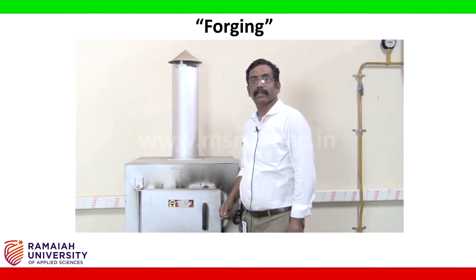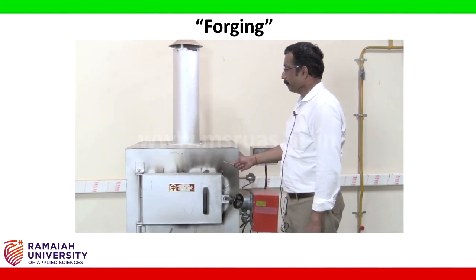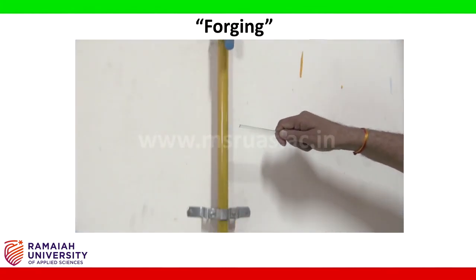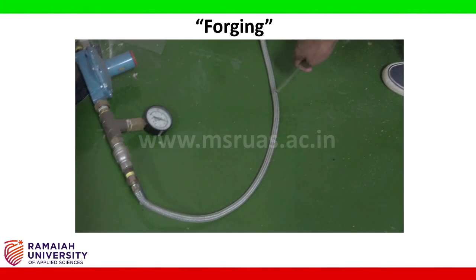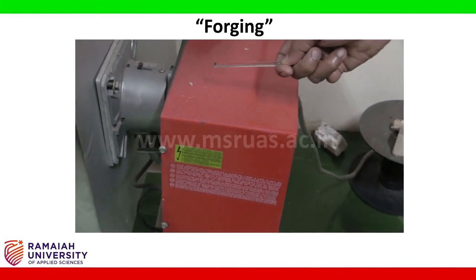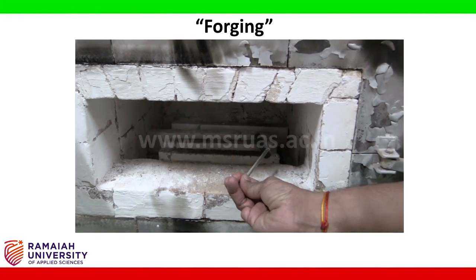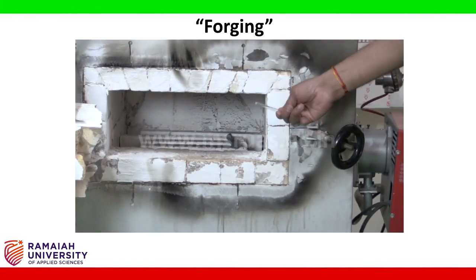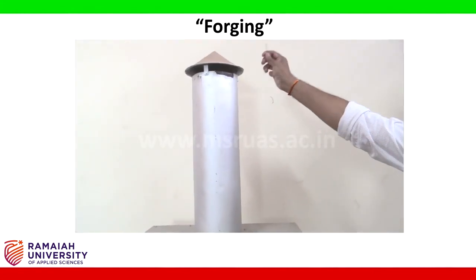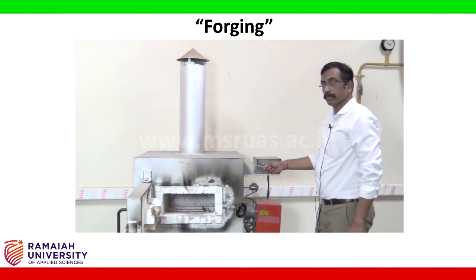Hi students, let us work on forging. In order to carry out forging, we have a gas heating furnace where the gas from the supply enters here, passes through the regulator and to the burner where it is ignited and enters the heating chamber, which has a refractory lining inside. The gases then escape through the chimney. This gas heating furnace can be heated up to 1000 degrees centigrade.